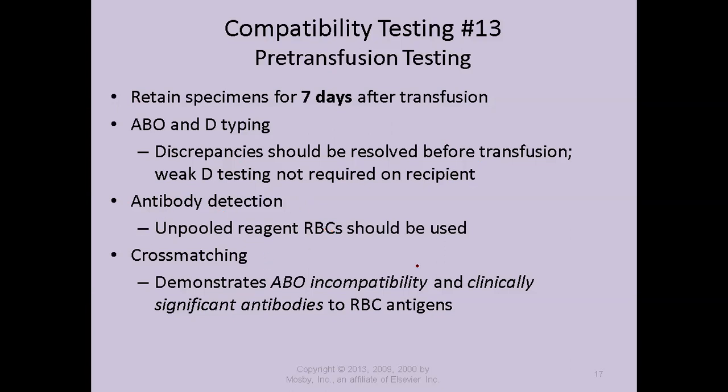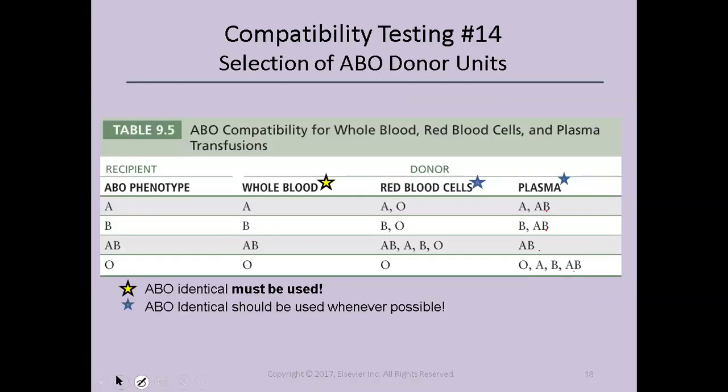Cross-matching, remember, is done to demonstrate ABO incompatibility, which is oftentimes related to clerical error, and to determine clinically significant antibodies. So this slide has to do with selection of ABO donor units, and we're going to learn more about the other types of transfusion products in future lectures, but for now, we're going to do a review, okay?